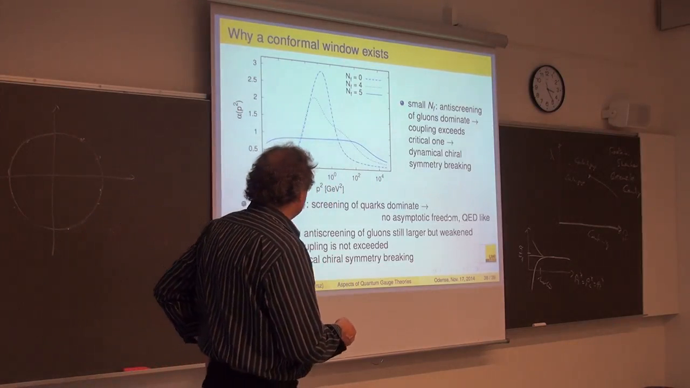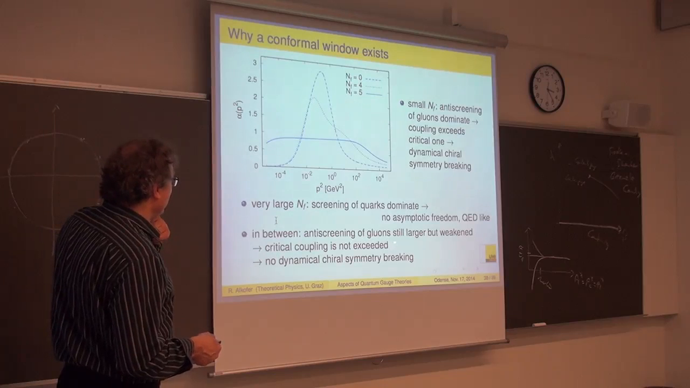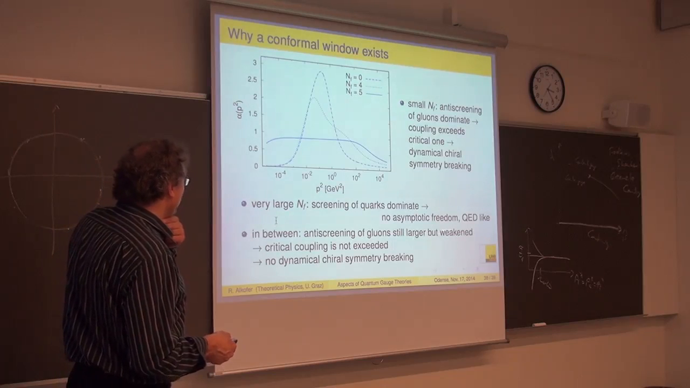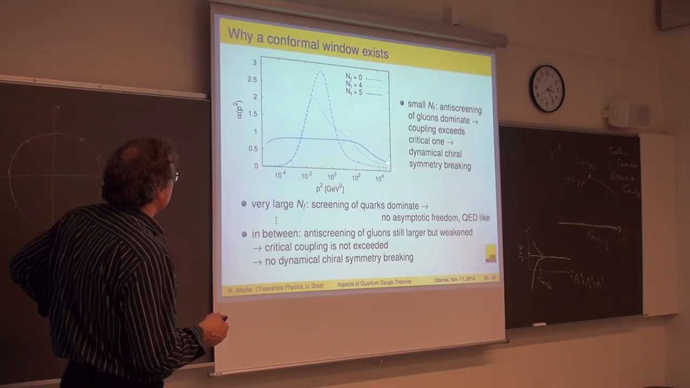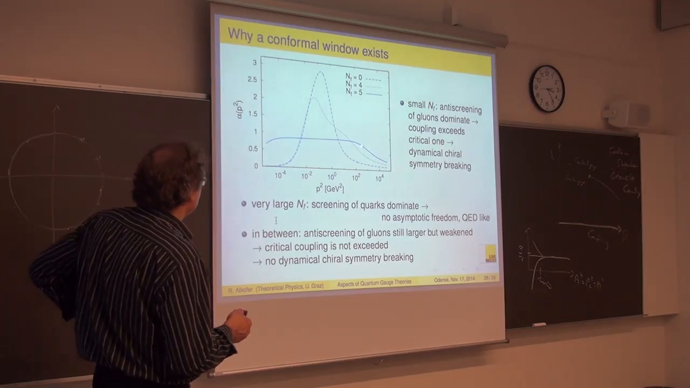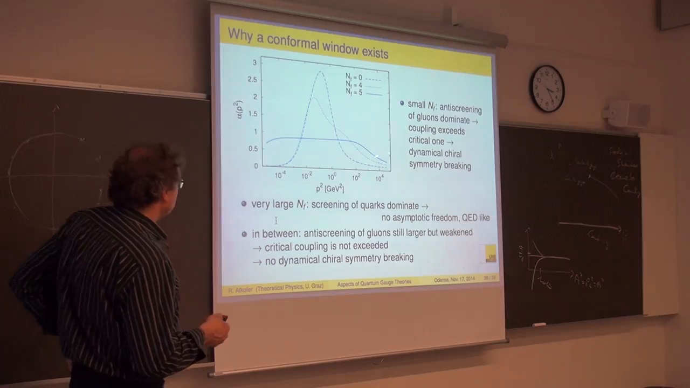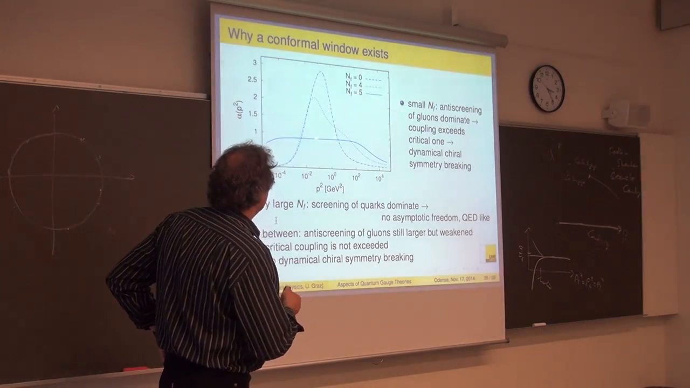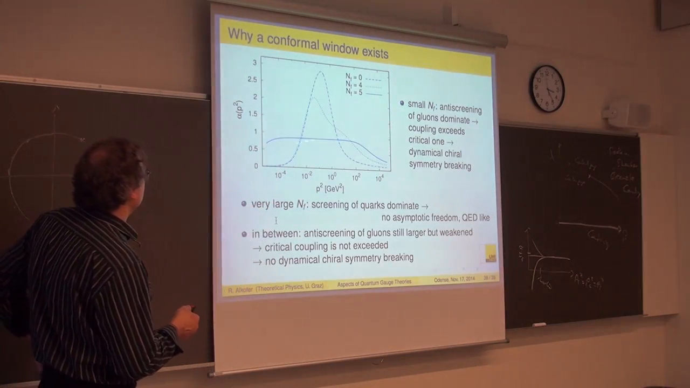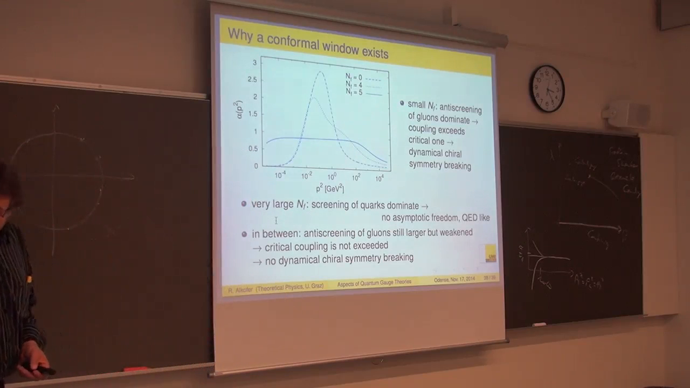We get a QED-like theory, but in between we have, in the UV, anti-screening of gluons, which is still larger than the screening of quarks, but the quarks considerably weaken it. So the critical coupling starts to rise, but it never can exceed the critical coupling. The quarks do not decouple in the infrared, and you get no dynamical chiral symmetry breaking. So you run plainly into an exactly balancing situation between the anti-screening of gluons and the screening of quarks, something which dynamically adjusts to each other. And this is the reason for the conformal window.